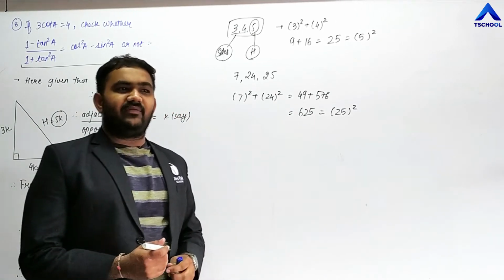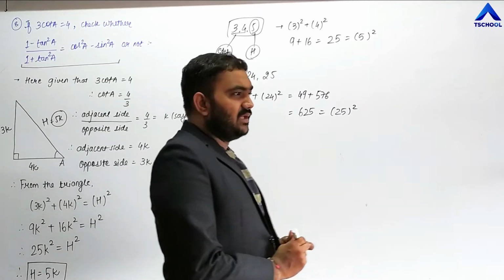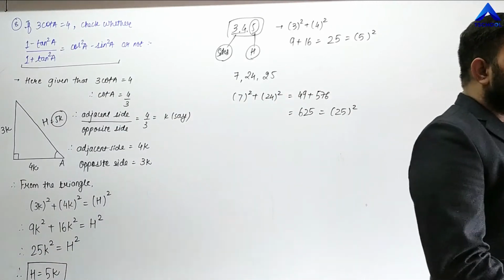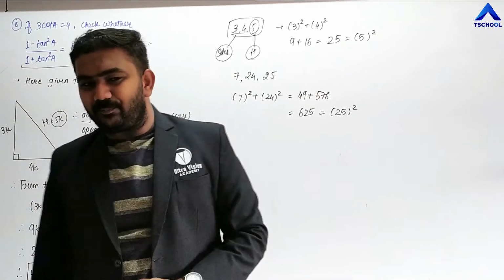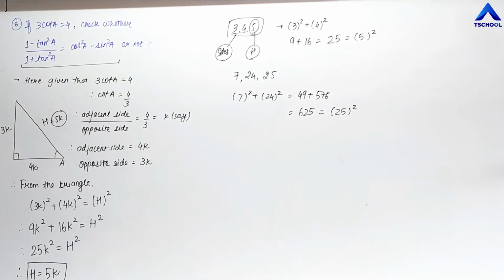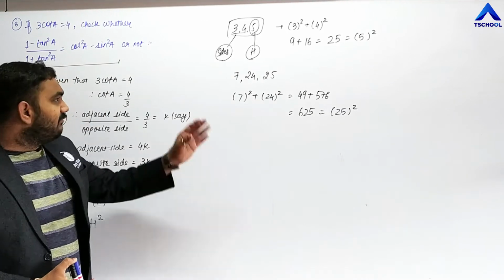So whenever you are having a relation like this between three numbers or in a triplet, at that time you can say that this triplet is a Pythagoras triplet or a Pythagorean triplet, right? So you need to remember this. It is easier to find out the hypotenuse when you are having one of these triplets.